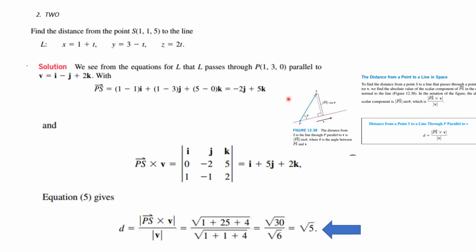And so then I know from the equation that we had in the book that the distance from the point S to a line L is given by this expression. So I'm just going to calculate this. I take PS crossed with my V, and this is a cross product. I do the simplifications and I get this. Then I divide by the magnitude of V. So I take the magnitude of this divided by the magnitude of V and do the calculation. I get the square root of 5.